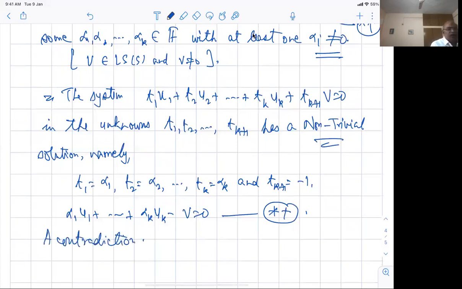So I'd like you to keep track of these theorems. These statements are very, very important, and we'll be using them again and again.